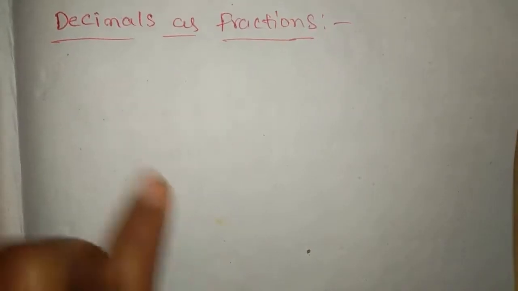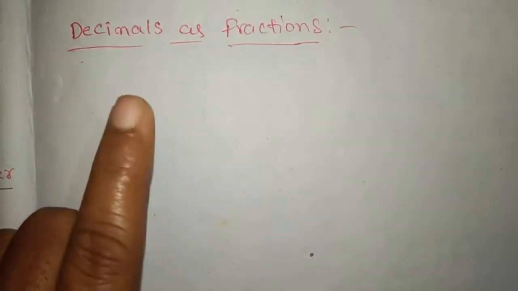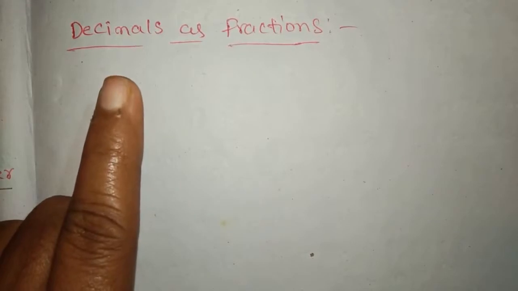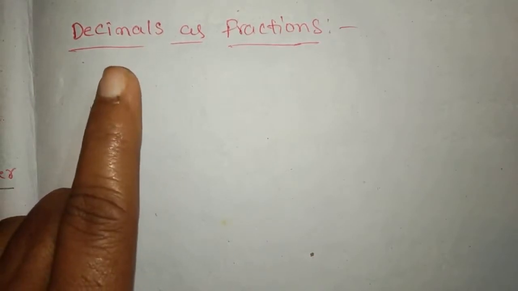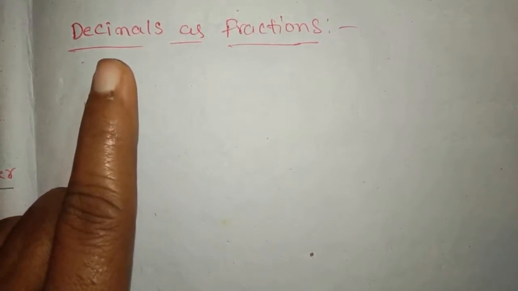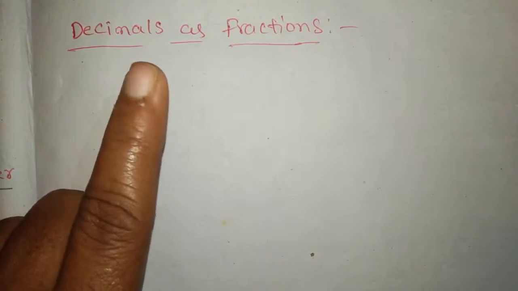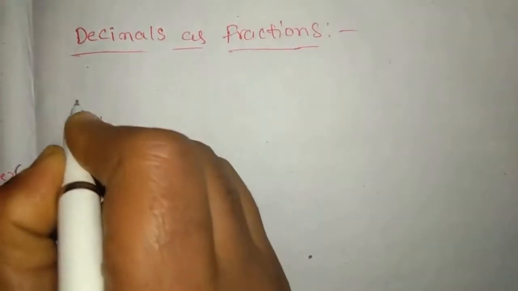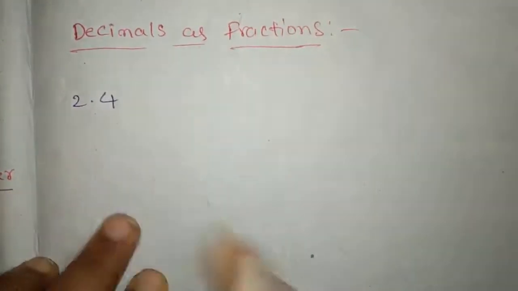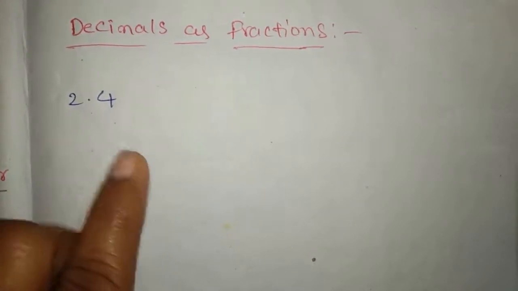Next, now decimals as fractions. If any decimal number is given, it can be written in the form of a fraction. Let us convert a decimal number into a fraction. So, for example, 2.4. How to represent 2.4 in the form of fractions?